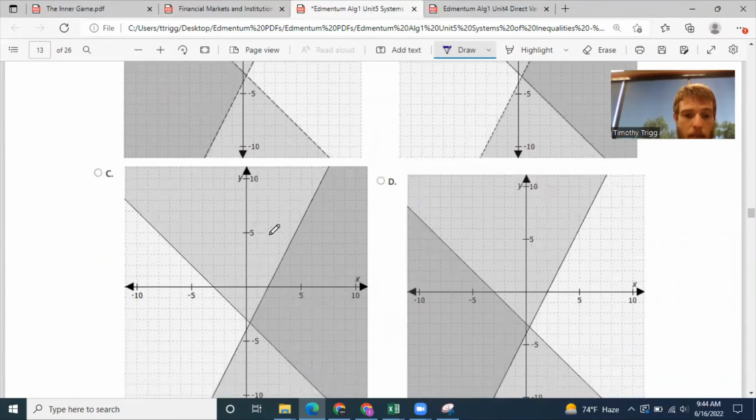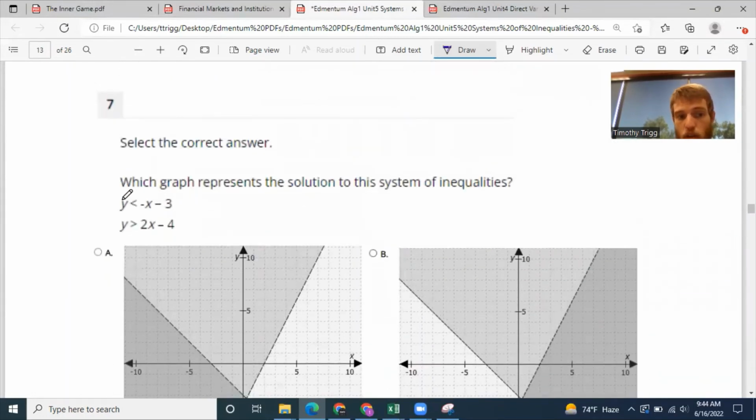One thing to keep in mind is that since this is strictly y is less than negative x minus 3, that less than, remember, if it just has less than or just has greater than, this would be a dashed line. So both of these should produce dashed lines. If it's a less than or equal to or a greater than or equal to, these both produce a solid line. And a less than graphs shade below, and greater than graphs shade above.